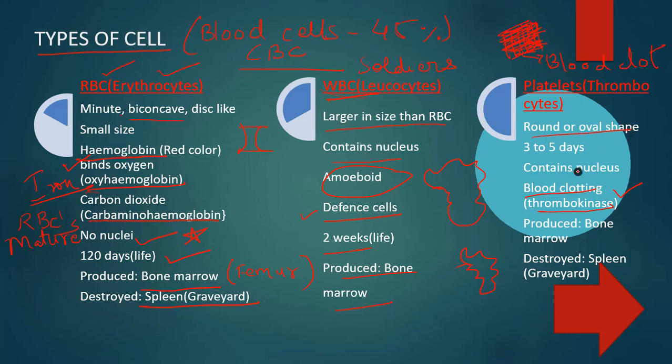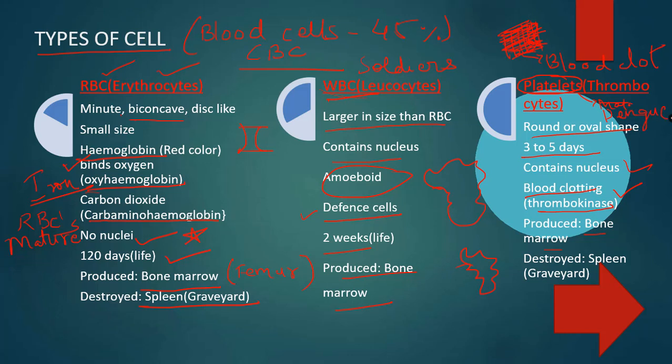Then what is the shape? They are either round or oval. Lifespan is only 3 to 5 days. After that they die, they go to the spleen where they are destroyed. They are again produced by bone marrow and they contain a nucleus. This is the cell which is affected in malaria, in dengue basically. This is a cell which is affected in dengue.